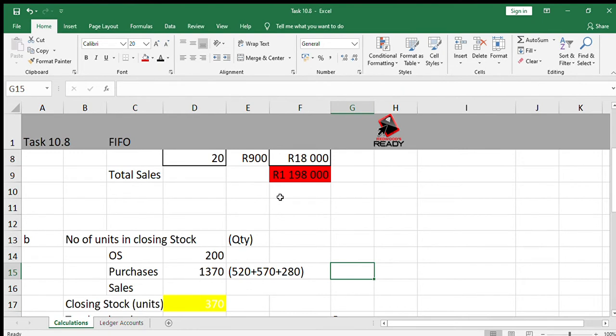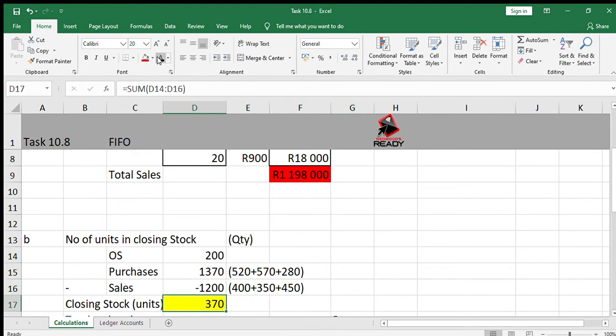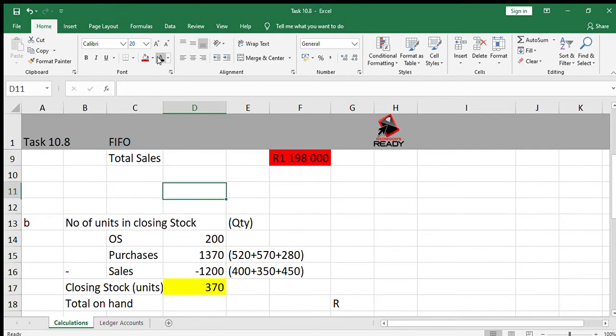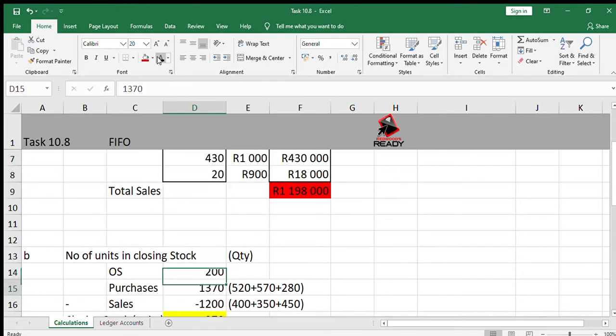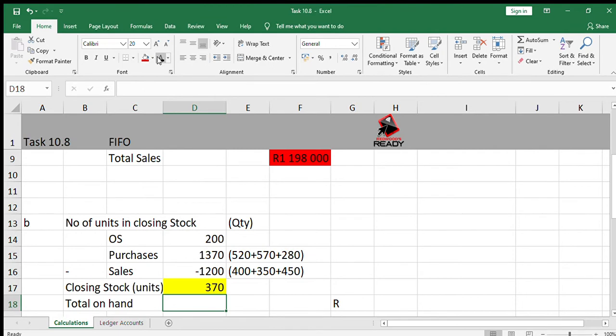It says no units were lost or stolen, so we don't have to subtract that. Sales you'll always subtract, so you must always remember to subtract the number that was sold. We're going to subtract 1,200 units, and that's the total of the January, February, and March sales: 400, 350, and 450. This gives us an answer of 370 units. You would do this calculation regardless of which inventory system we're using. So the total units on hand is 370.